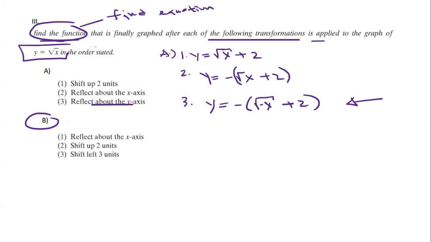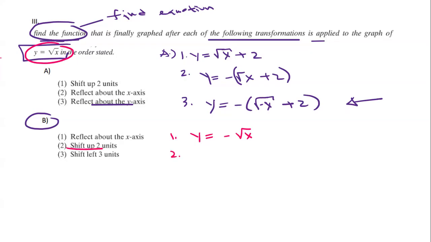Okay, so again, we're going to start from scratch. So y equals square root of x. We're going to start back at the original. The first one here wants us to reflect about the x-axis. That means the negative is going to go in front of that function. So this is step one: y is equal to negative square root of x. That's the first step.